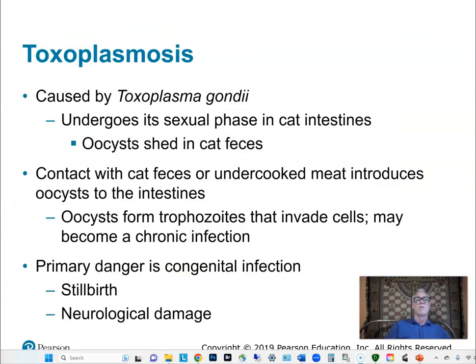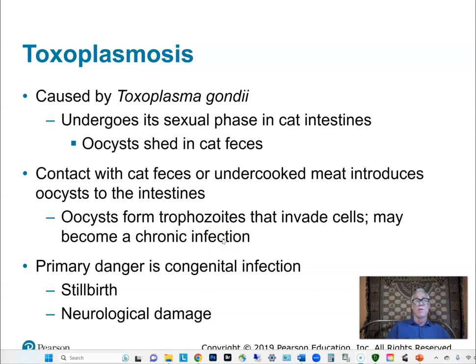Causes that disease. Toxoplasmosis, we've already run across Toxoplasma gondii, and it undergoes its sexual phase in cats, the definitive host, and the cats shed oocysts, durable cysts in their feces, and they're picked up by cows, for example, and if you eat the undercooked meat, you'll wind up with the cysts. In ingesting the cysts, they'll form trophozoites that will invade the cells and tissues.